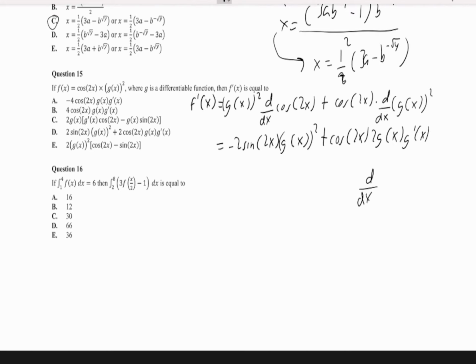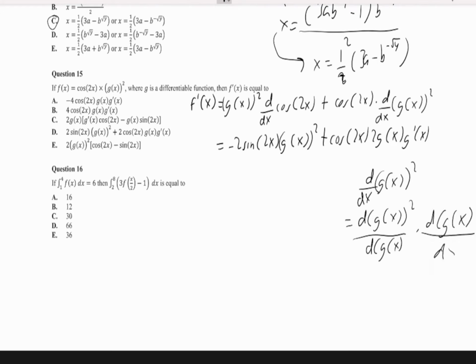I'll just quickly show that. And you get 2gx times g dash x, which is what I plugged in here. And if you factorize this, you would get option C, because you can take out the 2 and the gx.